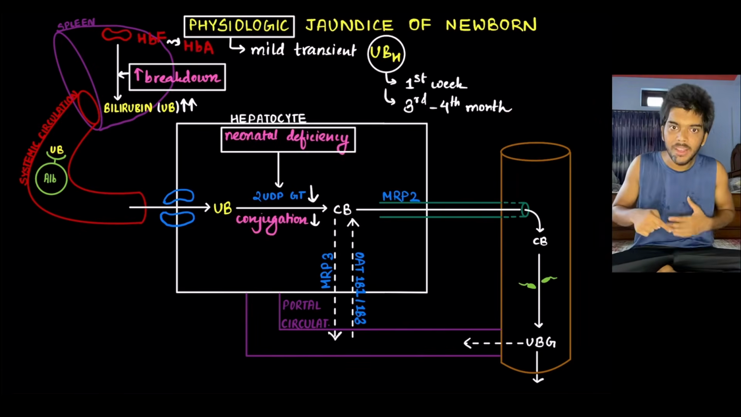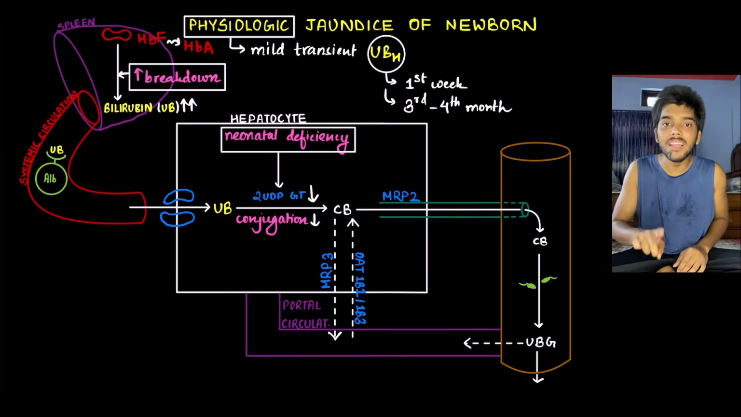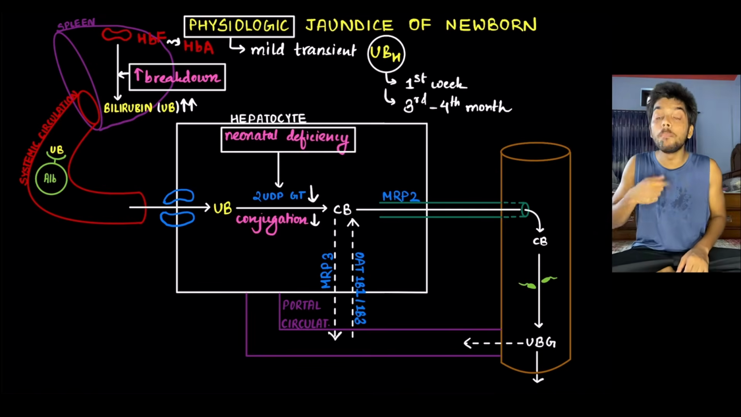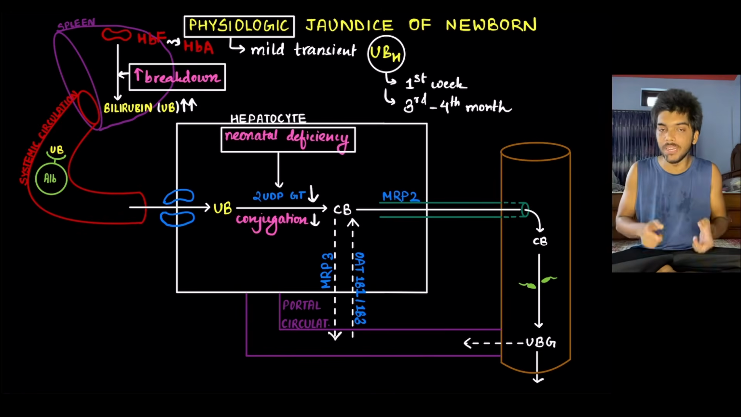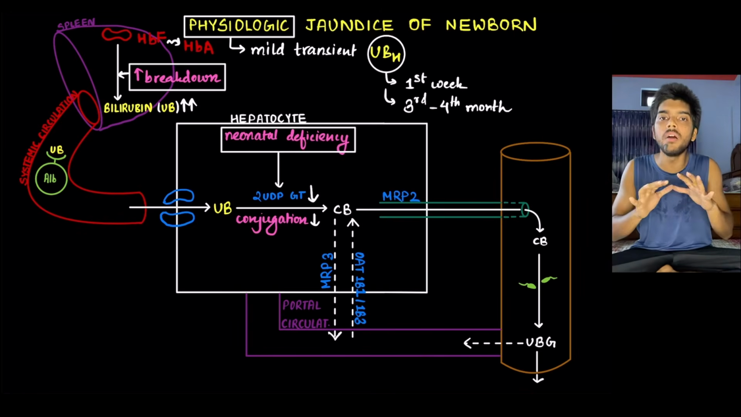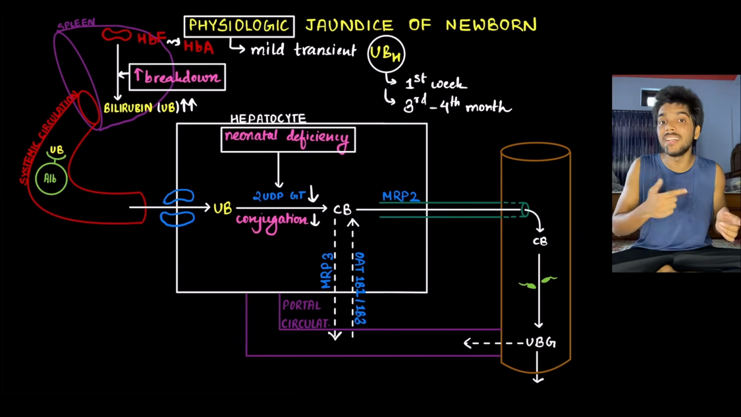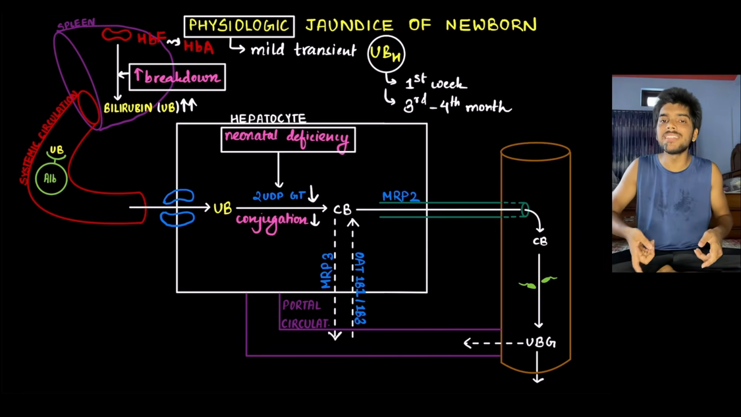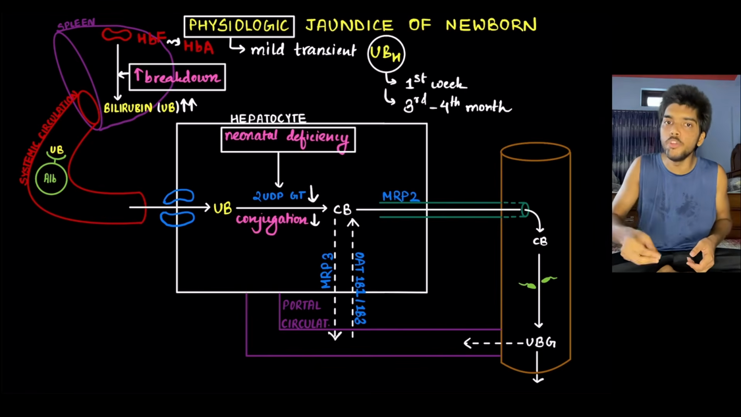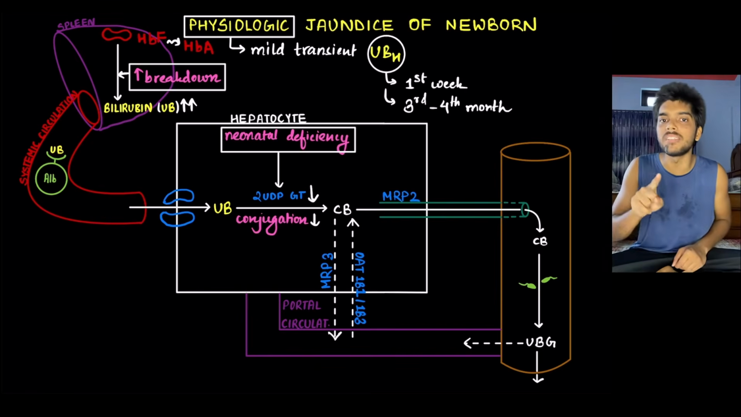In this newborn, the hepatobiliary system is still immature. It is unable to conjugate unconjugated bilirubin. Plus, there is excess breakdown of fetal hemoglobin to be replaced by adult hemoglobin, resulting in accumulation of unconjugated bilirubin in blood, resulting in unconjugated hyperbilirubinemia. Since such a condition is normally seen in almost all newborns, it is called physiologic jaundice of newborn.